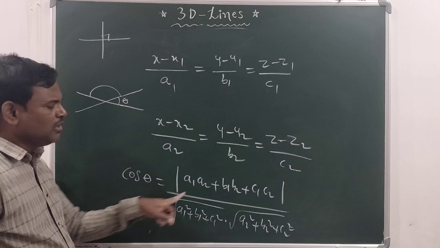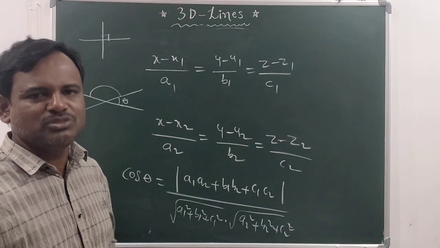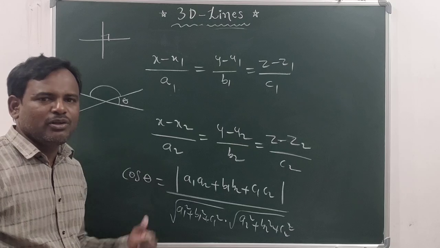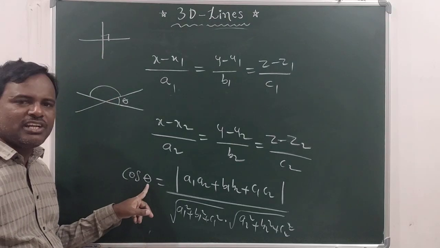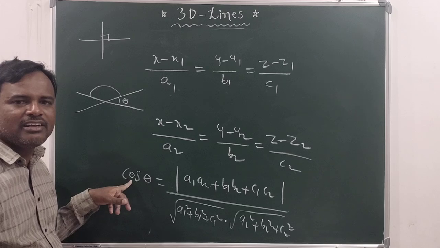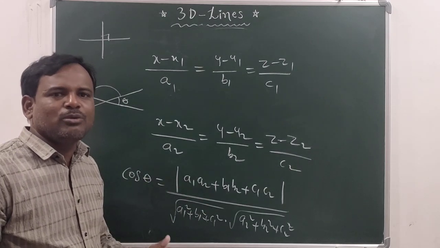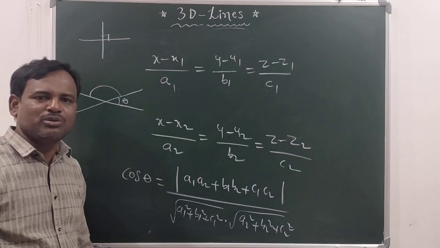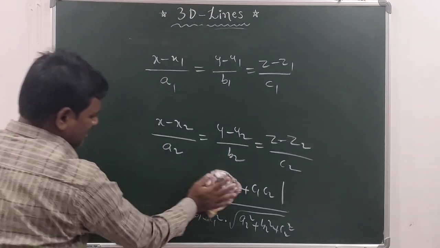Bring it to the left side so that you get A1 A2 plus B1 B2 plus C1 C2 is equal to 0. When do you get that? Whenever they intersect at 90 degrees to each other, put theta as 90, bring it to the left side. Cos 90 is 0, 0 into something is 0, then it becomes A1 A2 plus B1 B2 plus C1 C2 equal to 0. Okay? Right. Next.